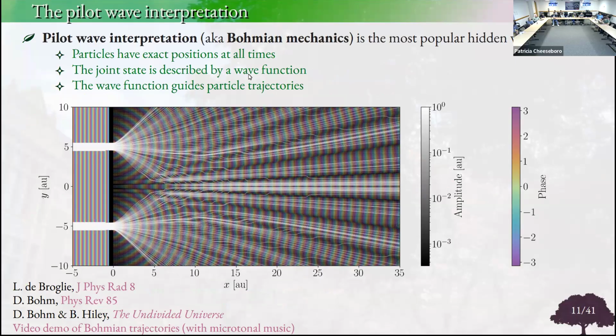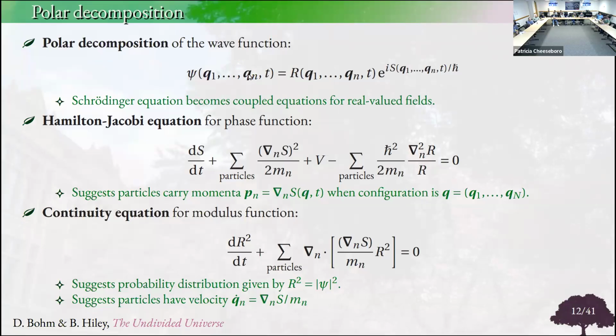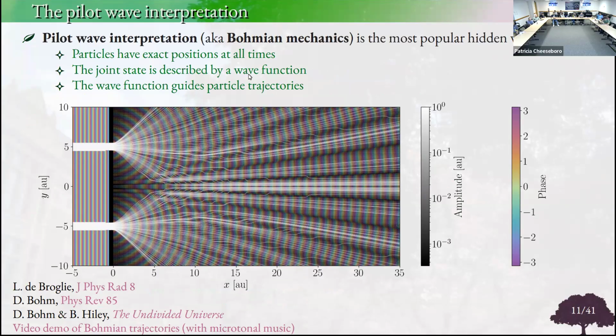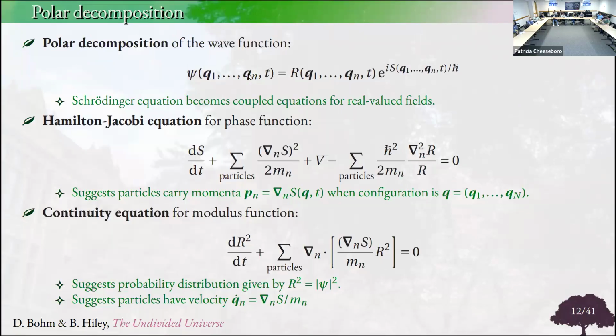I'll clarify that in the next slide. Robert, there's also clarification needed on the relationship between particle and wave. So there is both the particle and the wave. There's a wave function, which obeys Schrodinger's equation. You do a polar decomposition of the wave function.